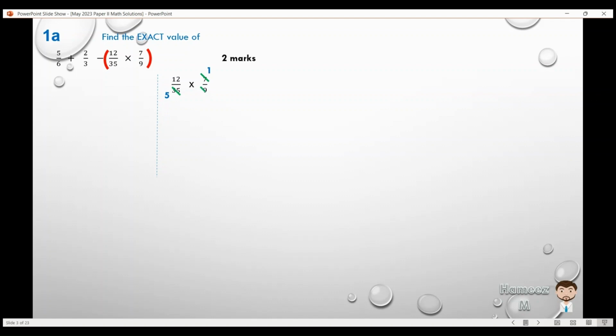Well, that would be 3. So 3 into 9 is 3. 3 into 12 is 4. Is there anything that can be reduced again? 1, 4, 3, 5. No, nothing else. So then we can multiply the numerators. 4 ones are 4 and 5 threes are 15. As such, what we have in the brackets worked out to be 4 over 15.